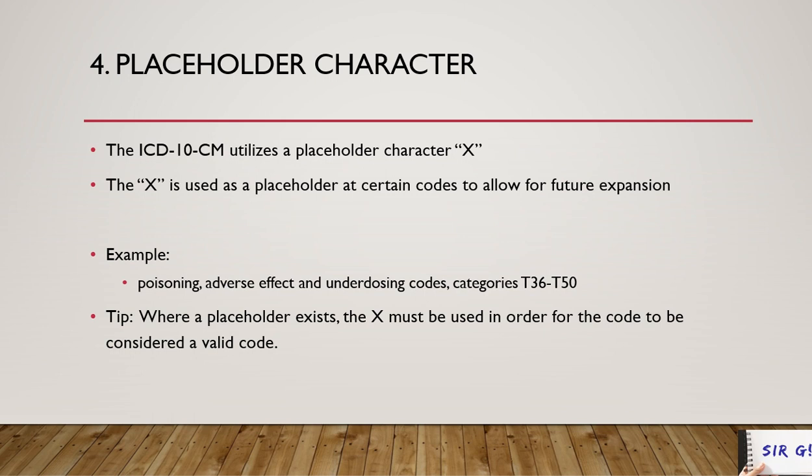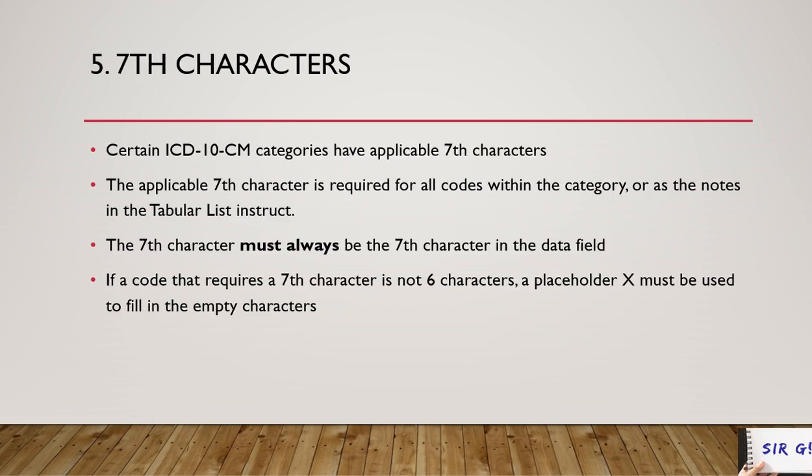Okay? Where a placeholder exists, the X must be used in order for the code to be considered valid. Because guys, when the category or the subcategory requires 7 characters and you put the 7th character on the 6th place, that is considered invalid. So what if there are no available characters, sir? See, that's the purpose of your X. You need to put in the X in order to make sure that the 7th character is always on the 7th data field.